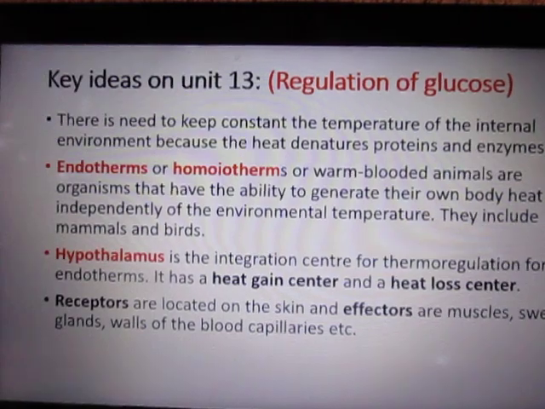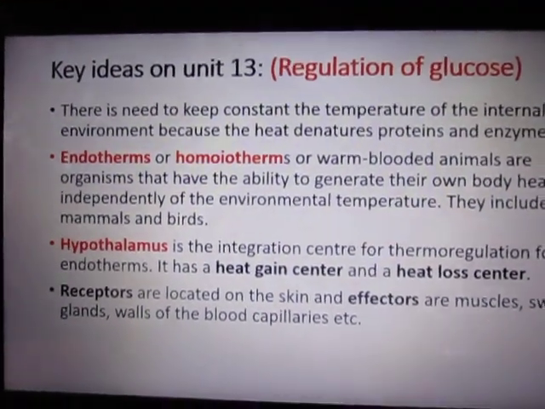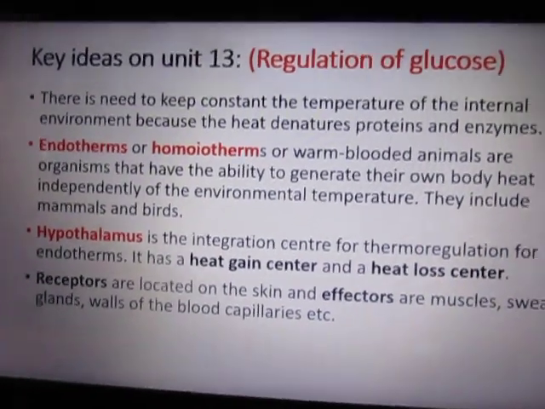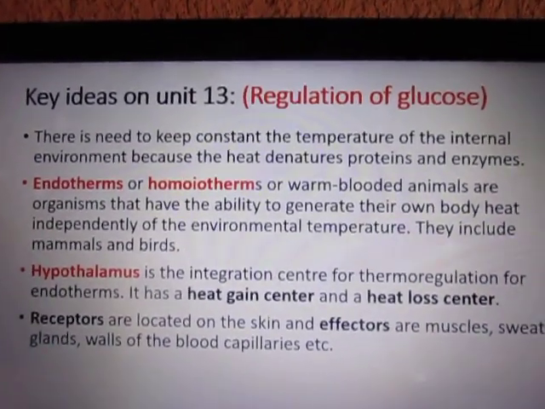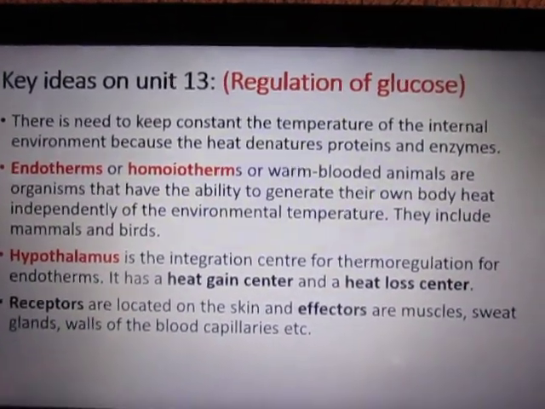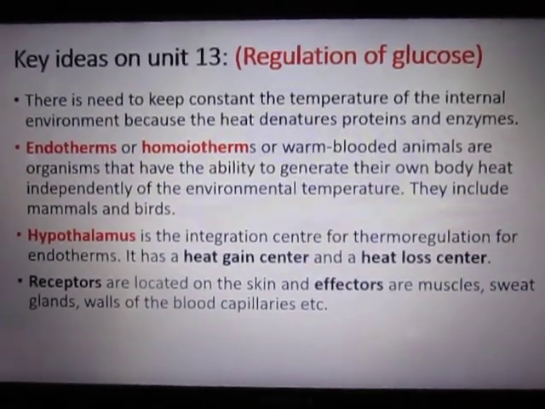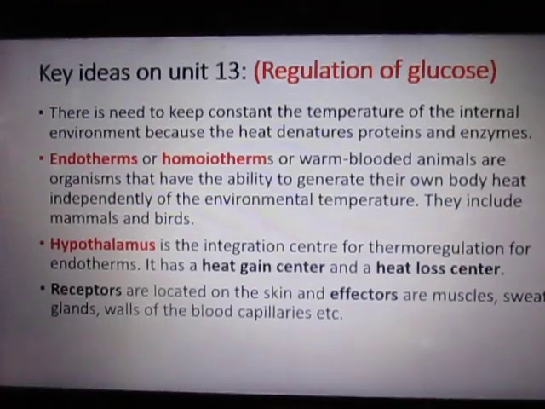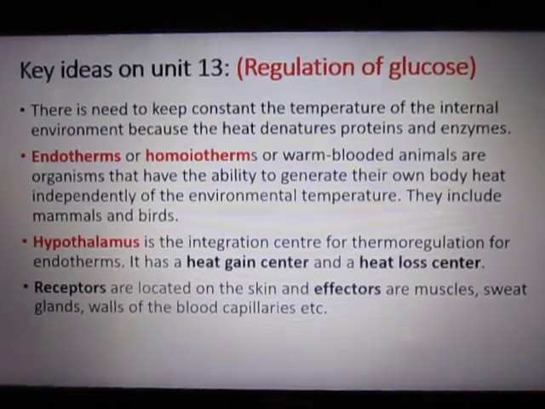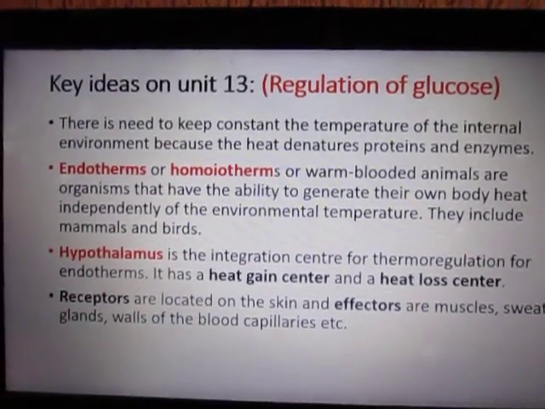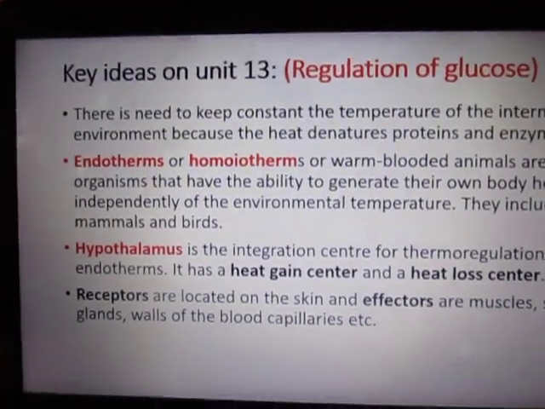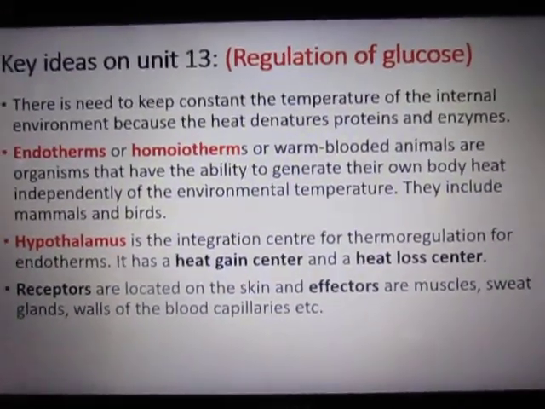So let's focus on the last unit, which is about regulation of, here we wrote a mistake, we say regulation of glucose. No, it is regulation of temperature, right? Regulation of temperature. We should be careful with that, not the regulation of glucose. In unit 13, it is regulation of body temperature.